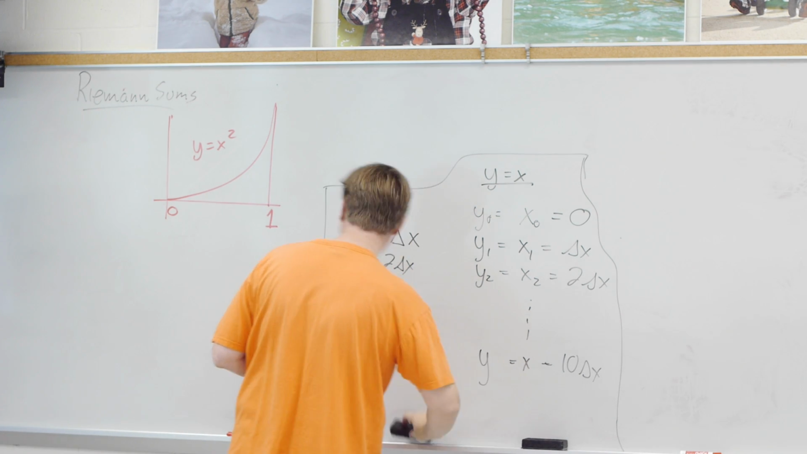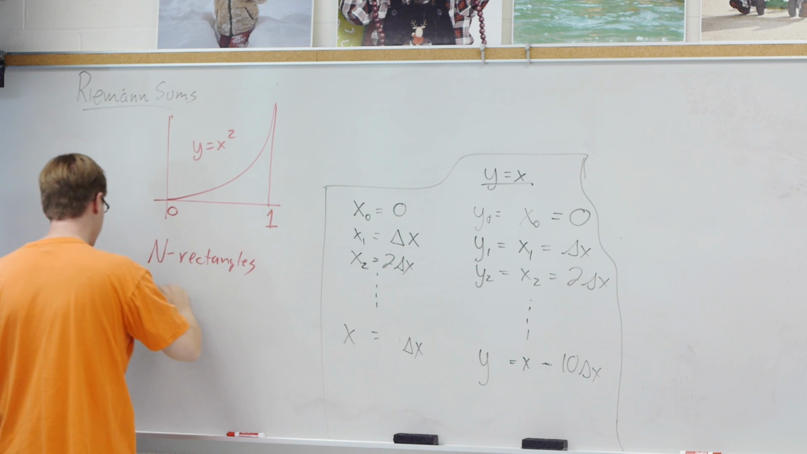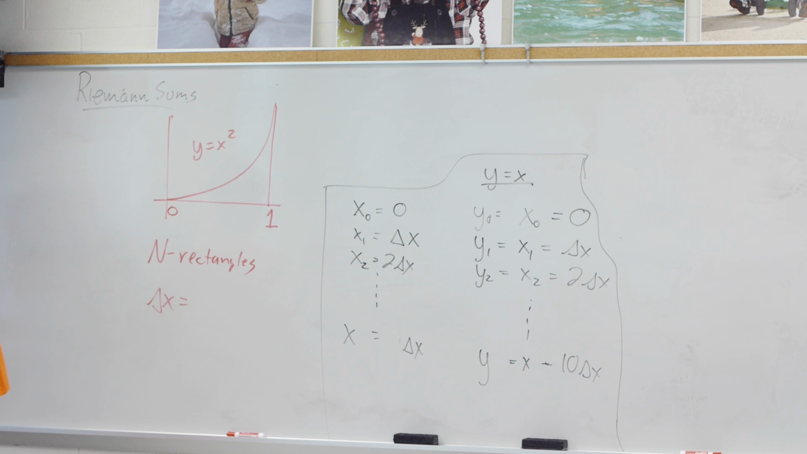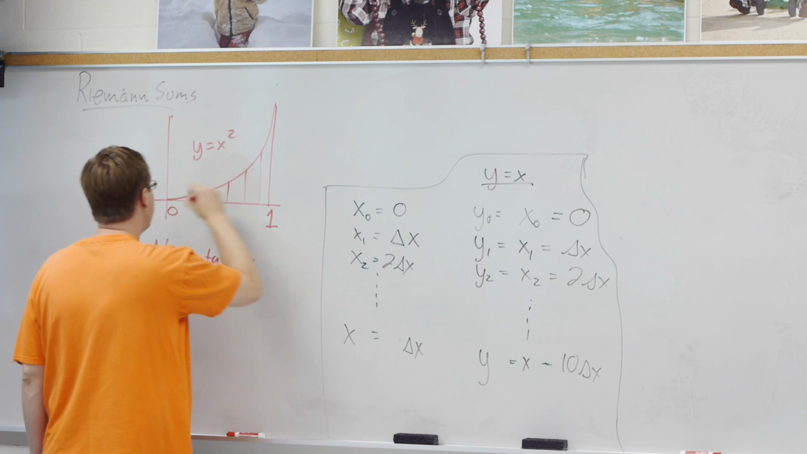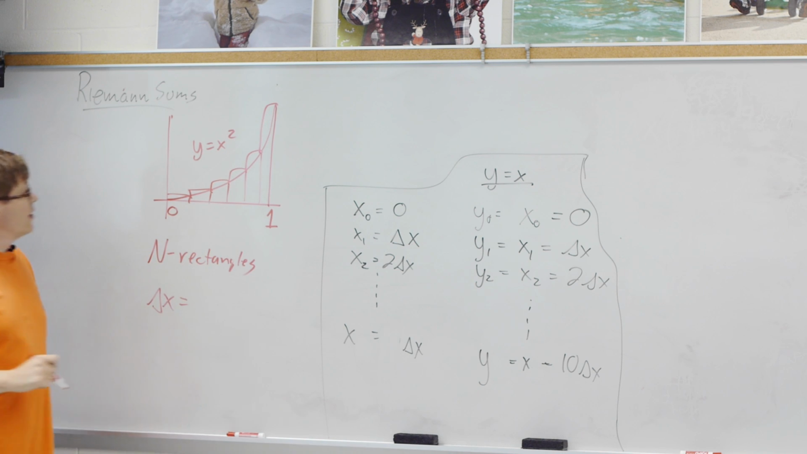And I'm going to use n rectangles. So n rectangles, they're equally spaced. I'm going to draw them the same way. So the x value, if I plug it in and get a y value, that gives me the height. So delta x is the width of one rectangle. How wide is one rectangle, if I have n of them? 1 divided by n. Right.